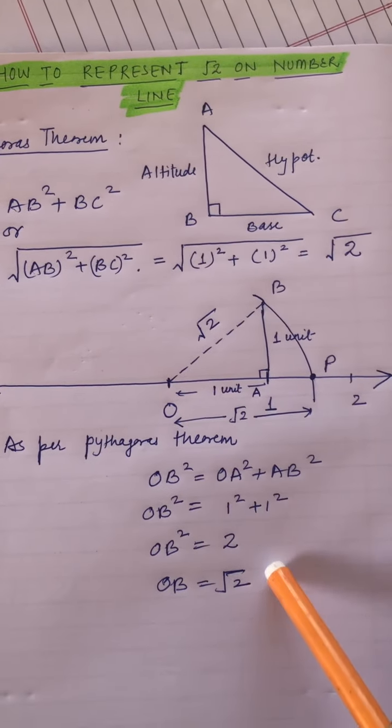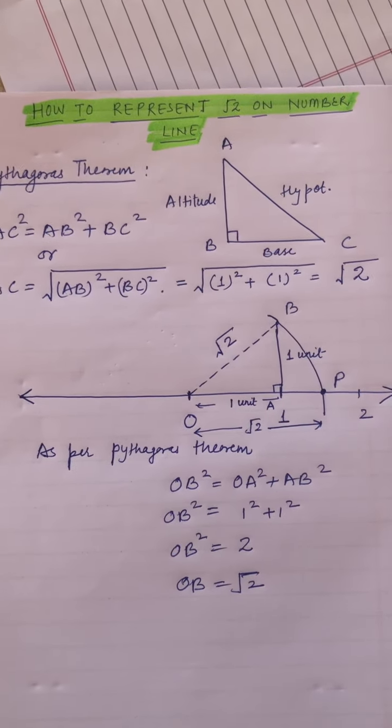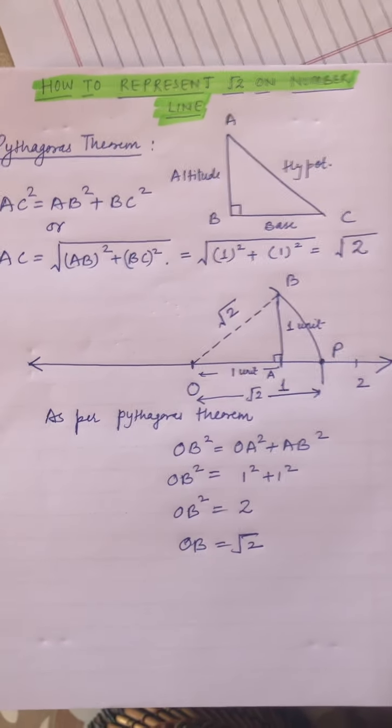Calculations I have shown here also. So this is the way to represent under root 2 on a number line.